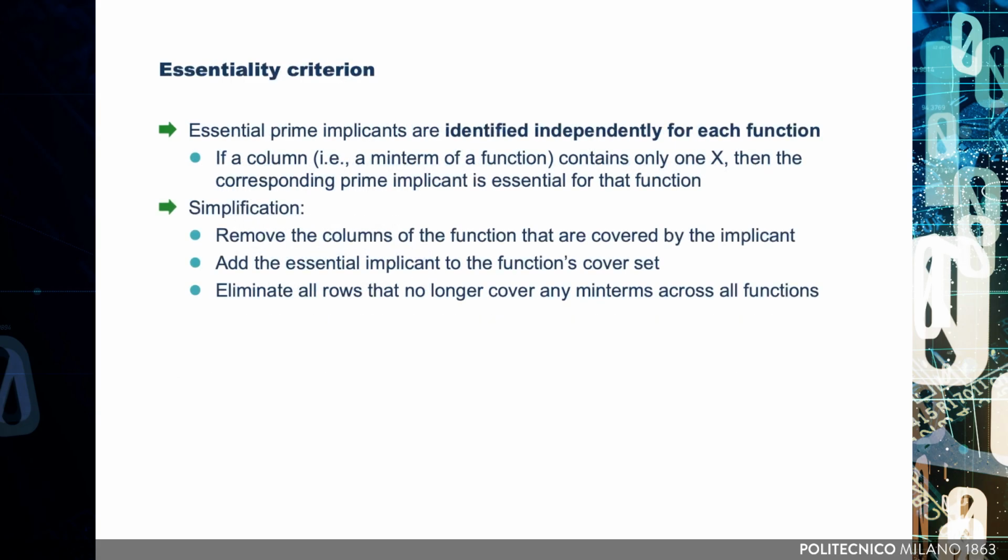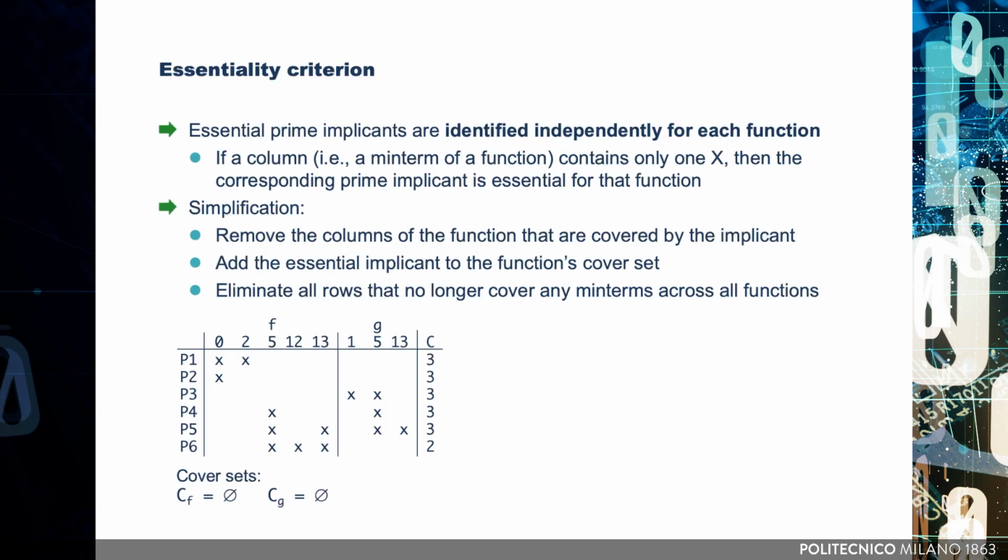The identification of an essential prime implicant is performed individually for each function. An implicant is considered essential for a given function if there is a column with only one x corresponding to at least one of its minterms. Once an essential prime implicant is identified, we remove all columns of that function where the implicant has an x. We add the implicant only to the cover set of the corresponding function, and we eliminate any row that no longer contains an x for all the functions.